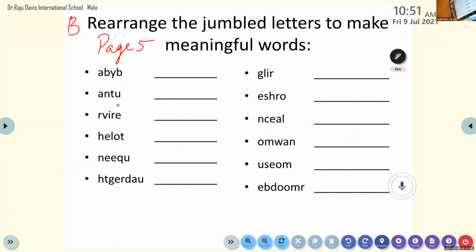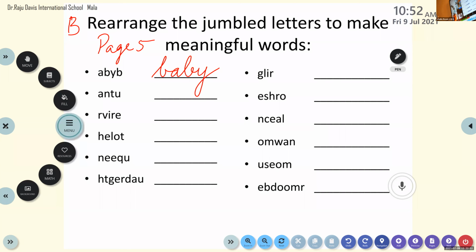B-A-Y-B. So how can we convert this word? Baby. Yes, baby. Very good. It is baby, so all of you please do write it. B-A-B-Y. Baby. Please do write it, all of you. Everybody will be getting a chance. Okay?